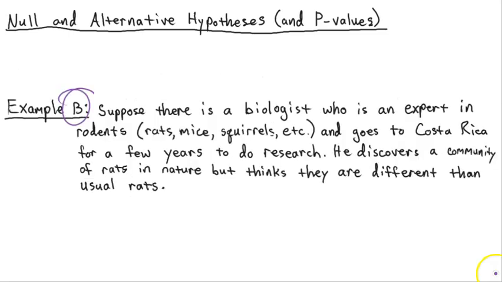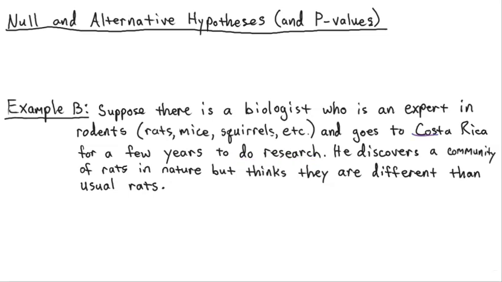All right, here's example B. This is our second example that we're going to work with. Suppose that there's a biologist, and that biologist is an expert in rodents. So we're talking rats, mice, squirrels, all kinds of other things, rabbits maybe. And this biologist goes down to Costa Rica for a few years in order to do biology research. Costa Rica is, my understanding, a great place for biology research.